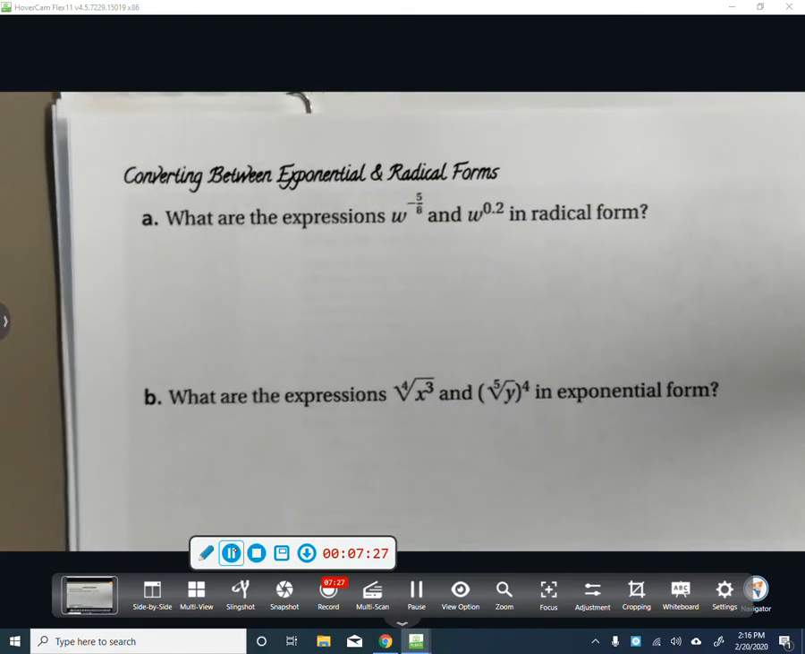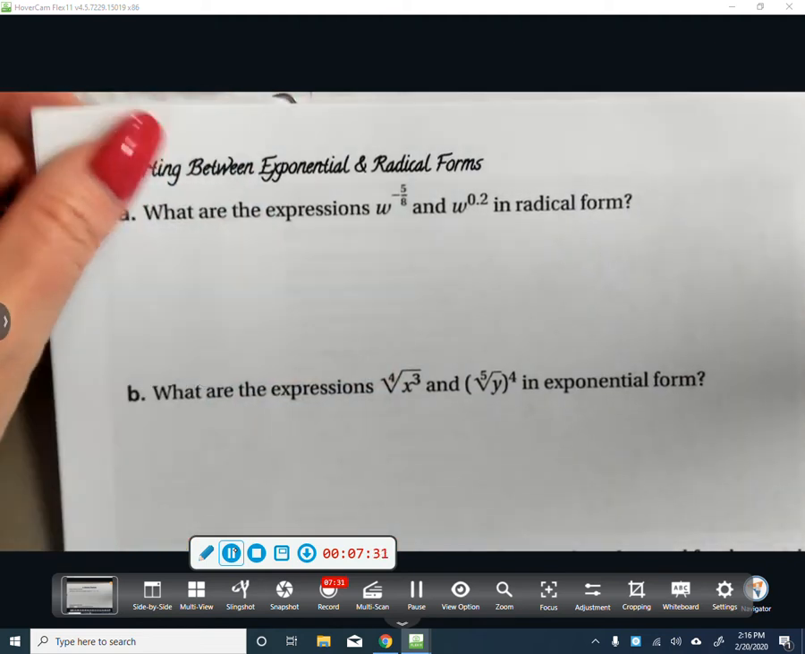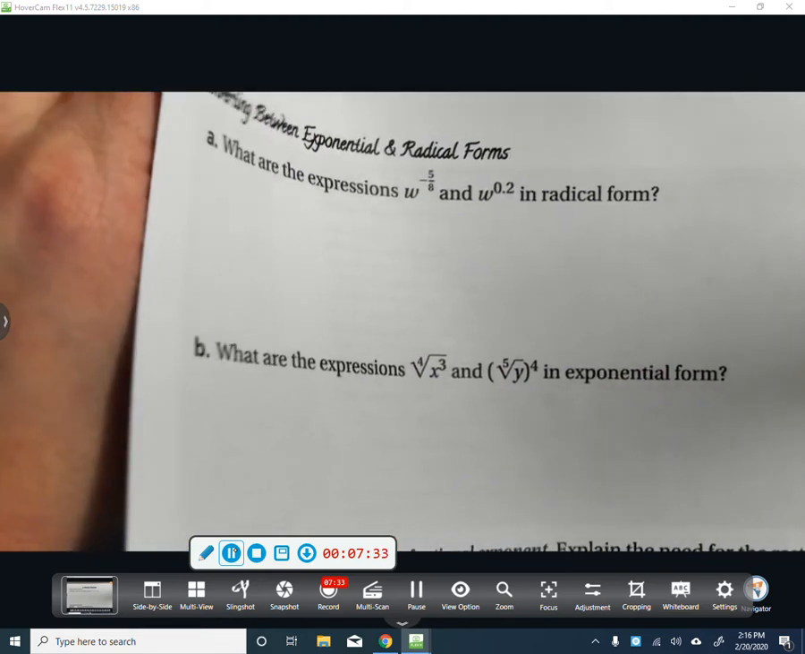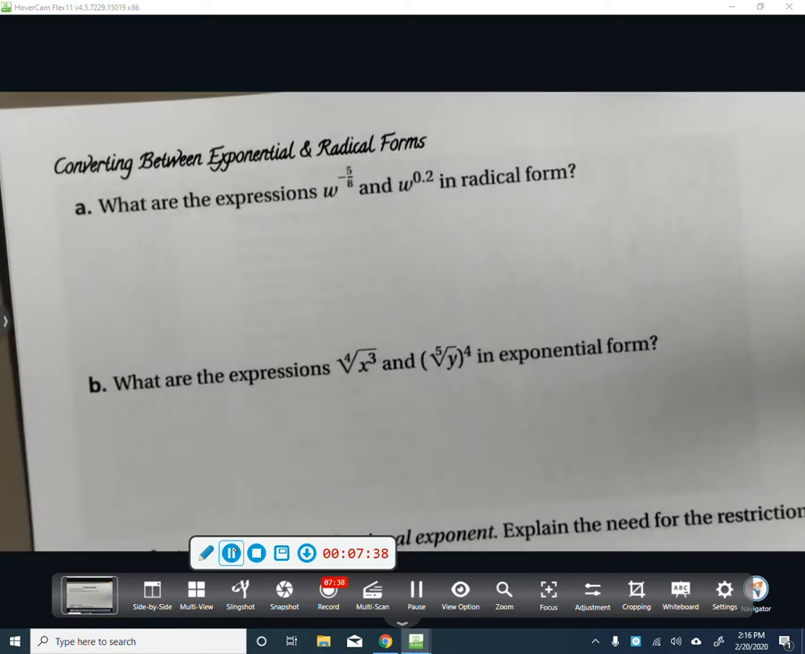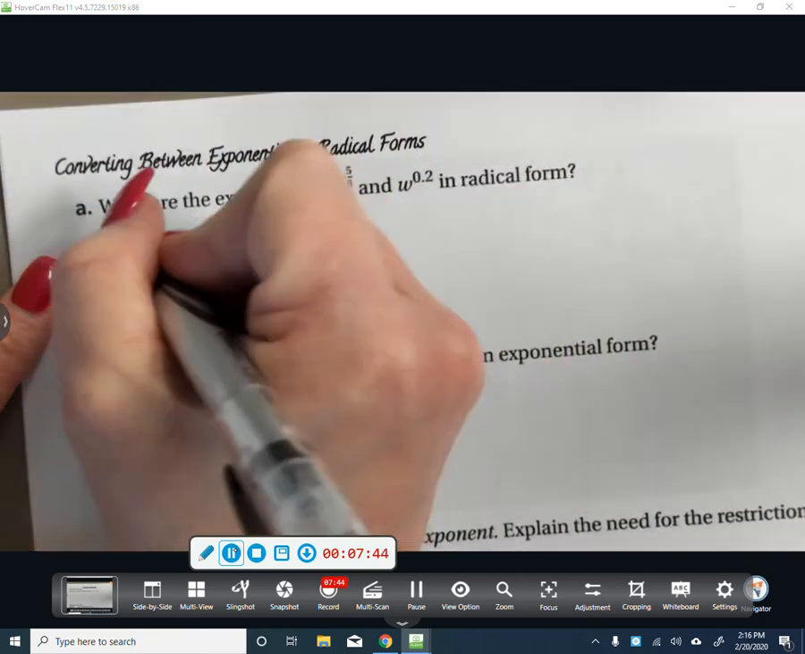Here we go. Let's go backwards now. I'm going to give you two expressions. One of them is w to the 5/8, and one of them is w to the 0.2. So we are going to write those in radical form. So let's start with w to the negative 5/8.